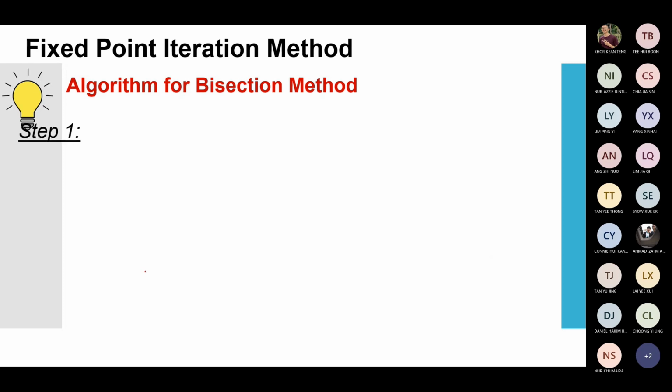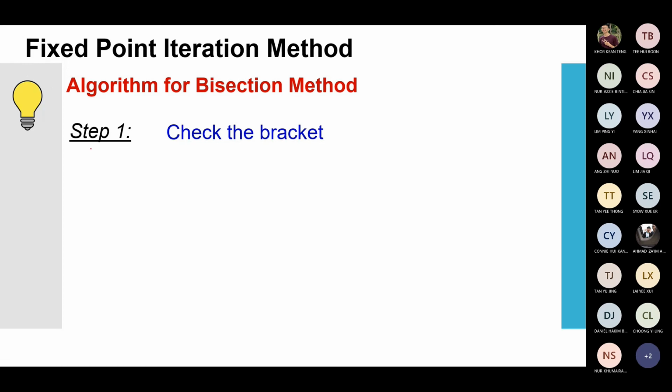Now we're going to go step by step: what is the bisection method and how we conduct the algorithm sequentially. The first step is to check the bracket, as I said earlier. The bracket has to be either greater than 0 or less than 0. If it is greater than 0, that means the system has failed. If it is less than 0, then you continue to the second step.